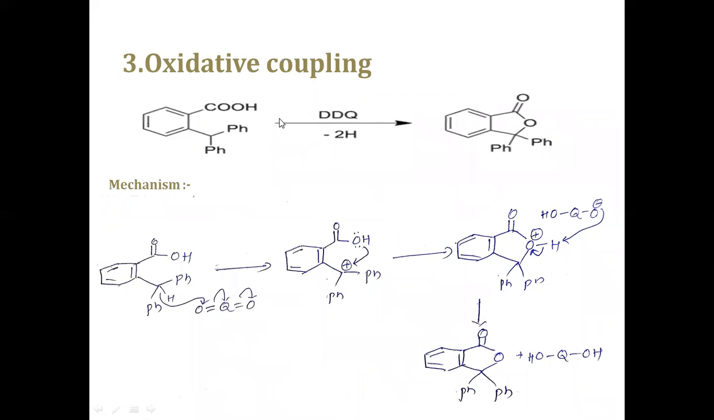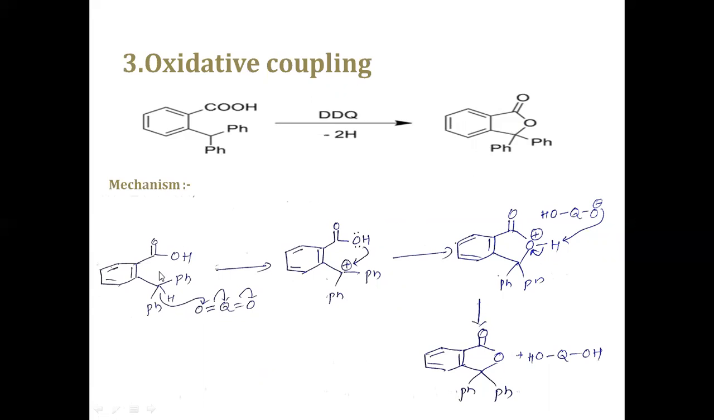Now, the third type of application, if you see, is oxidative coupling. Now, this molecule, if you observe, the reactant here in this case is undergoing cyclization, and it is an intramolecular cyclization actually. It is a coupling type of reaction, and this is associated with oxidation. Let us see how this reactant is converting into product.